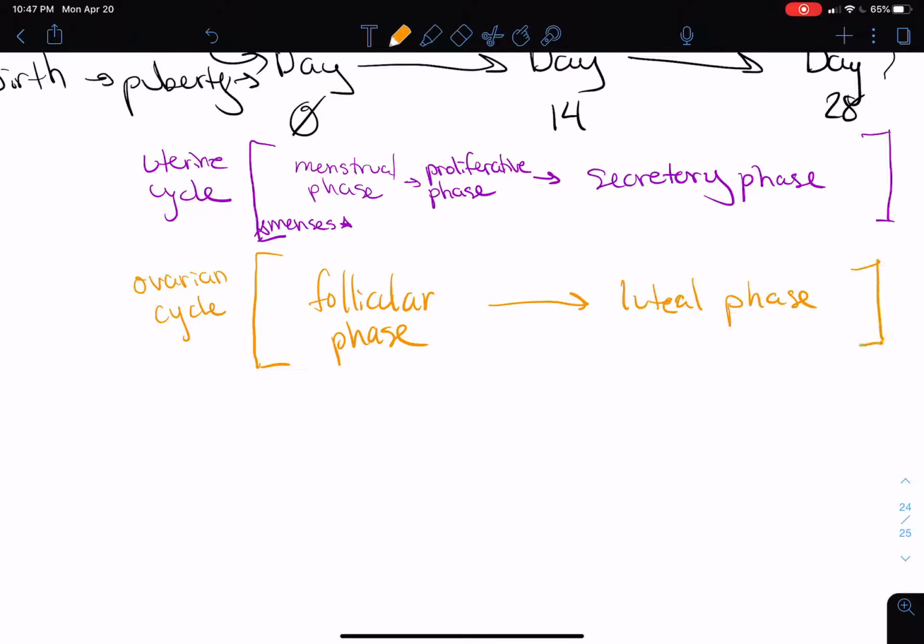If these terms aren't familiar to you and you don't know what's going on necessarily, you could write little notes here, like here we have the corpus luteum. Here you have the primary, secondary, tertiary. Primary has primary oocyte, secondary has primary oocyte, tertiary has secondary oocyte, and so on.